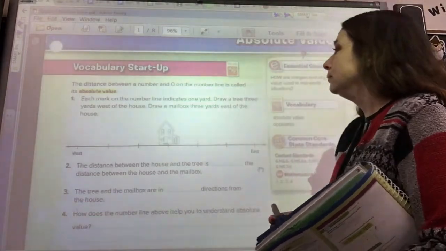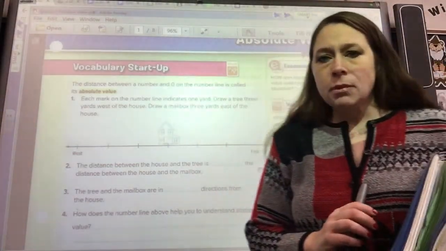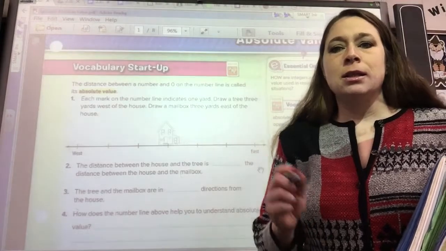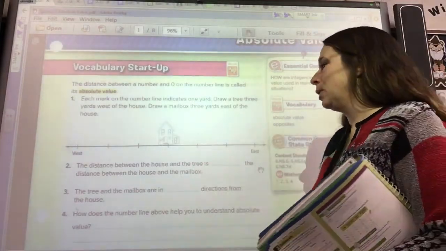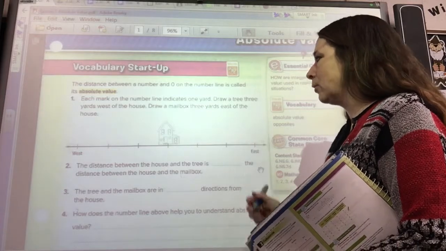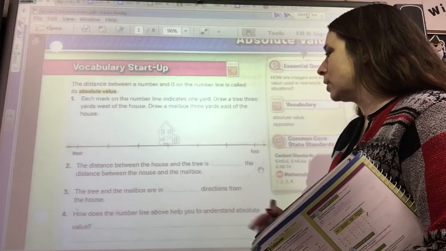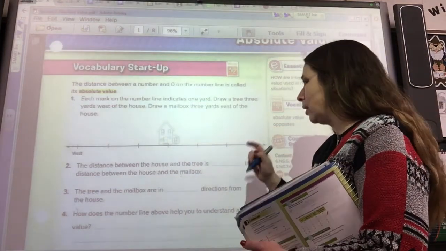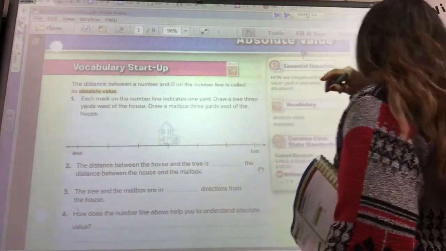Okay. All right. Absolute value. Don't let this big word scare you. Absolute value is simply the distance to zero. That's it. Okay? So up here it shows us this beautiful house in the middle of a block. And it says each mark on the number line represents 1 yard. So we got 1 yard, 2 yards, 3 yards. Draw a tree 3 yards west of the house.